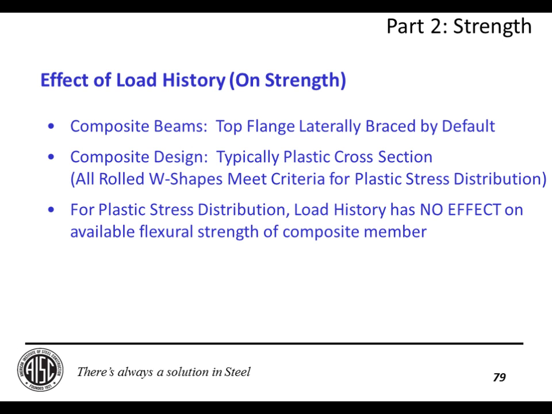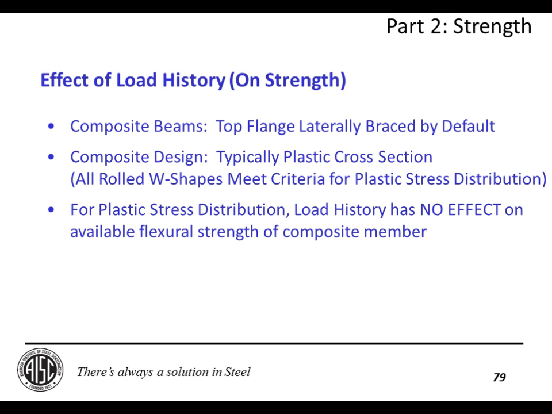Also, all composite beams, or all W shapes, currently meet the criteria for compactness that's present in Chapter I. So the beams are braced, all W shapes are compact, and therefore you're able to develop the full plastic strength of the section.